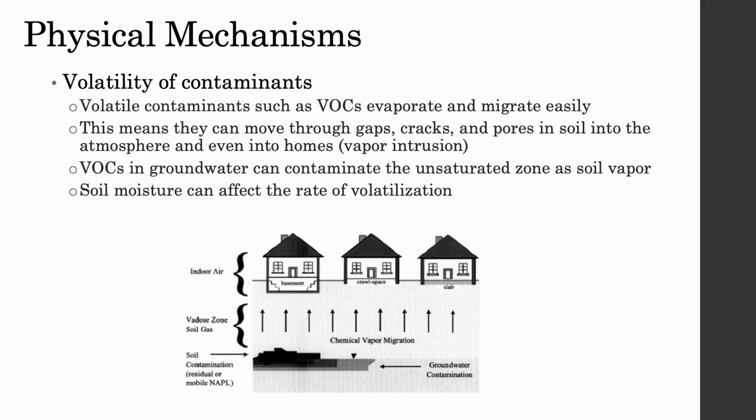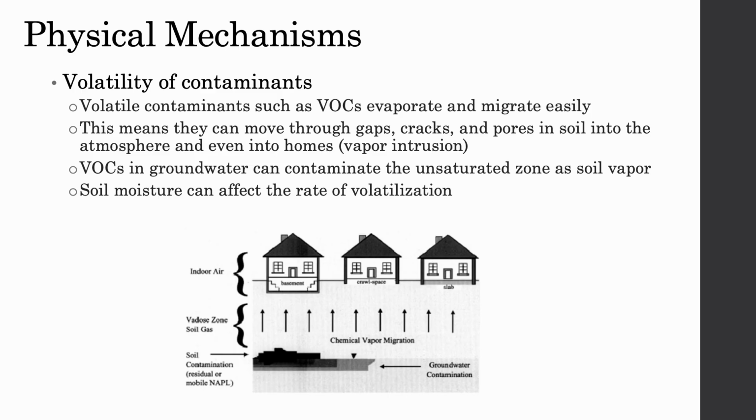Next, we have volatility of the contaminants. The volatile contaminants such as VOCs, they're known to evaporate and migrate easily. That's what being volatile means. This means that these contaminants can move through gaps, cracks, and pores in soil into the atmosphere and even into homes. This is called vapor intrusion, and this is something that's raising a lot of concern.